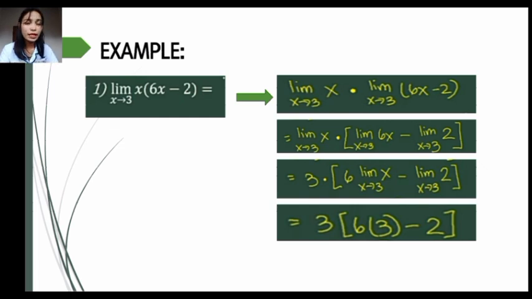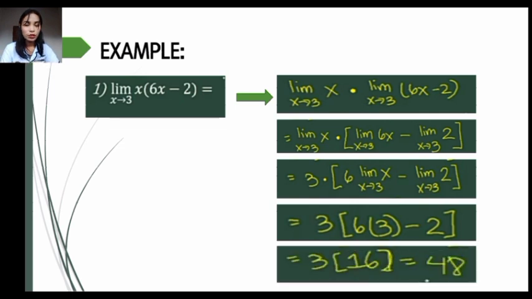So let us first simplify the numbers that are in the bracket. 6 times 3 is equal to 18, minus 2, that's 16. So 3 times 16 is equal to 48. So by using the product rule, the limit of x times (6x minus 2) as x approaches 3 is equal to 48.